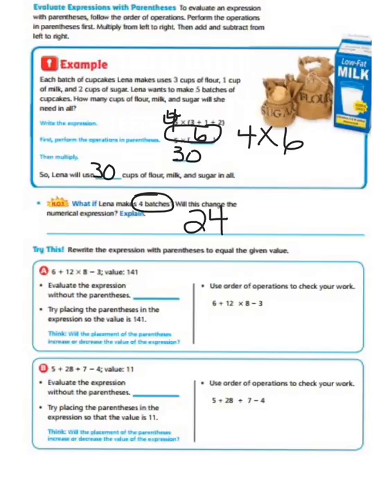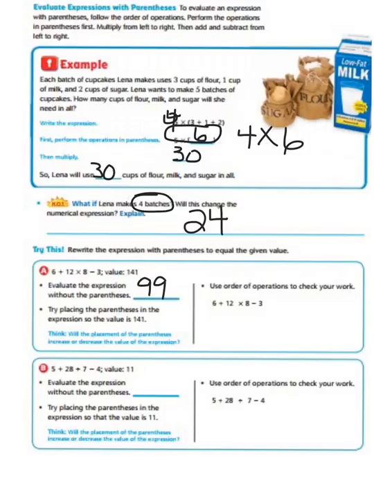Now we're going to try a couple more. It says to rewrite the expression with parentheses to equal the given value. So it says 6 plus 12 times 8 minus 3, value 141. So it says to evaluate the expression without the parentheses. So if we do that, evaluating the expression without the parentheses is going to give us an answer of 99. Now we're going to try replacing the parentheses in the expression so the value is 141.